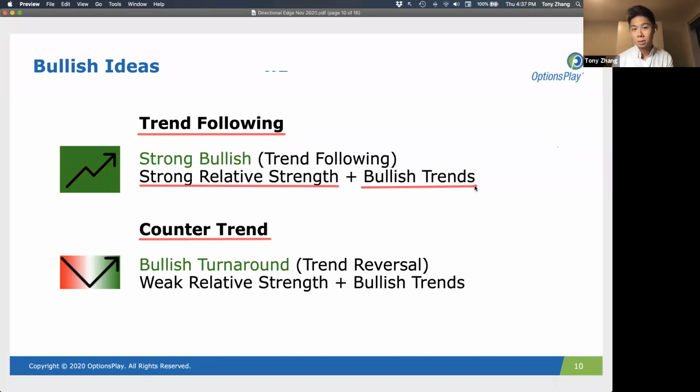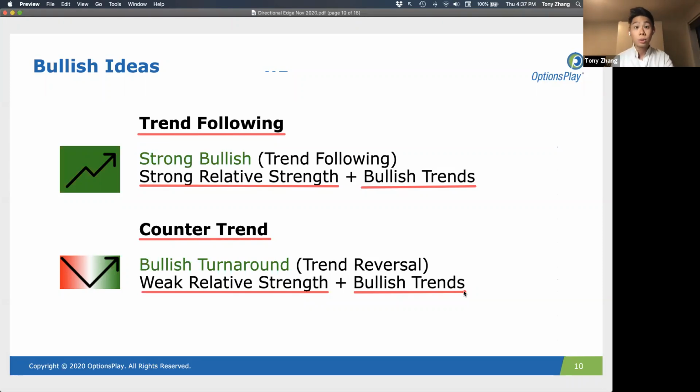I think this is pretty simple to understand as to why you would identify these as what we call a strong bullish stock. On the flip side, you can have stocks that are what we call bullish turnarounds. These are counter trend trades. These are contrarian trades. These are stocks that have weak relative strength, meaning they're underperforming the broader market, but they're exhibiting bullish trends, meaning they're starting to buck the trend. They're underperforming the market, but they're starting to turn around. So those are the two types of bullish categories or bullish trades that we typically try to identify.